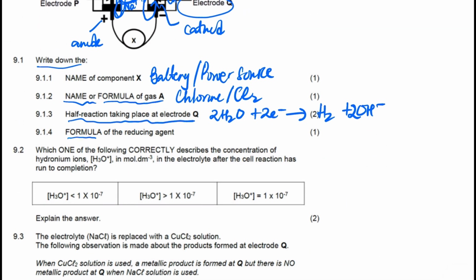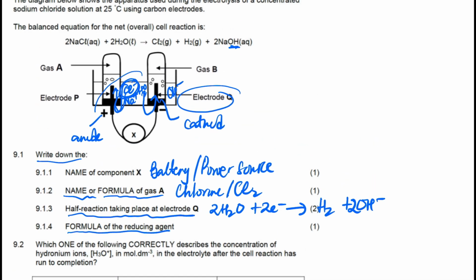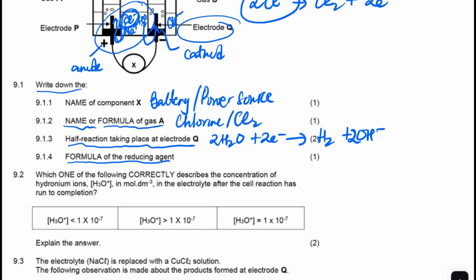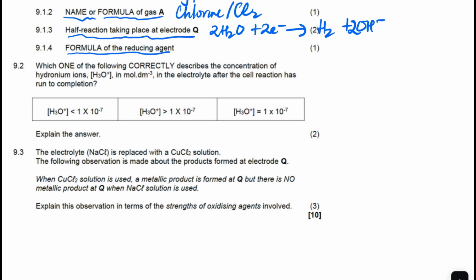It says name or the formula of the reducing agent. The reducing agent we're finding in the anode, where the chloride ion is oxidized to the gas and 2 electrons. So this is the reducing agent. The reducing agent there is Cl minus. It's a chloride ion. They wanted the formula.